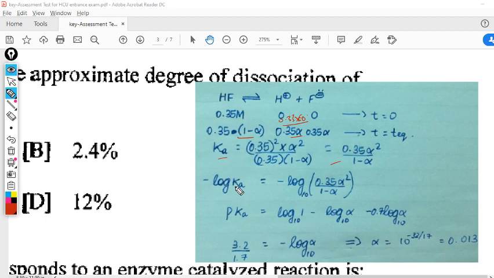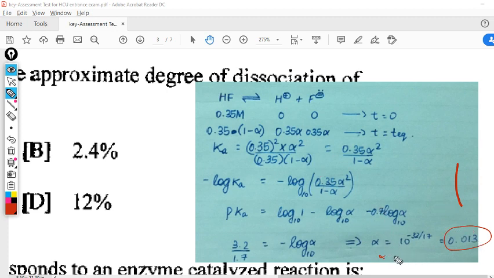So minus log of Ka is equal to pKa. If I add minus log on the left side, we need to add it on the right side. So by substituting the values and simplifying them, we are going to get 0.03, which is the alpha.